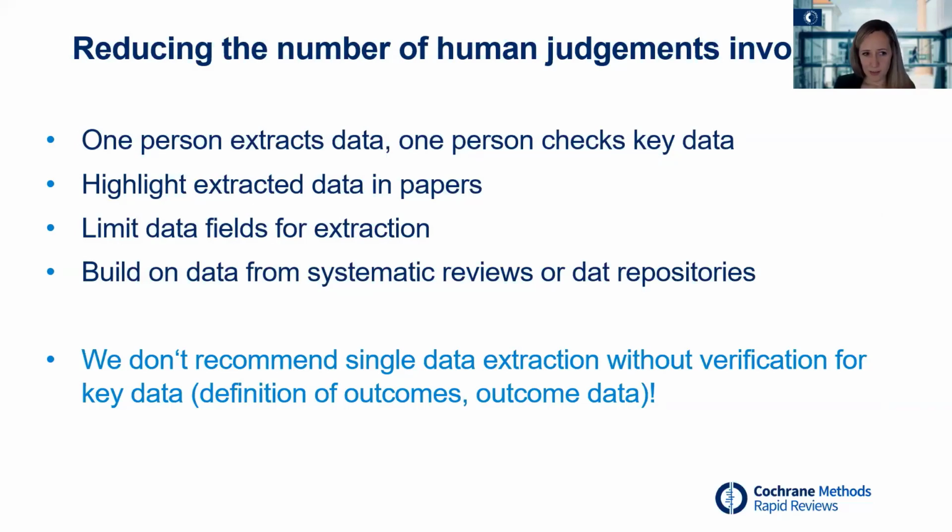Another way of saving time is to limit the data fields for data extraction. For example, you really focus on the most important outcomes for decision making. This could be 3 or 4, and you do not extract any additional outcome data. Another way of saving time and resources is to build on data from systematic reviews or from data repositories.